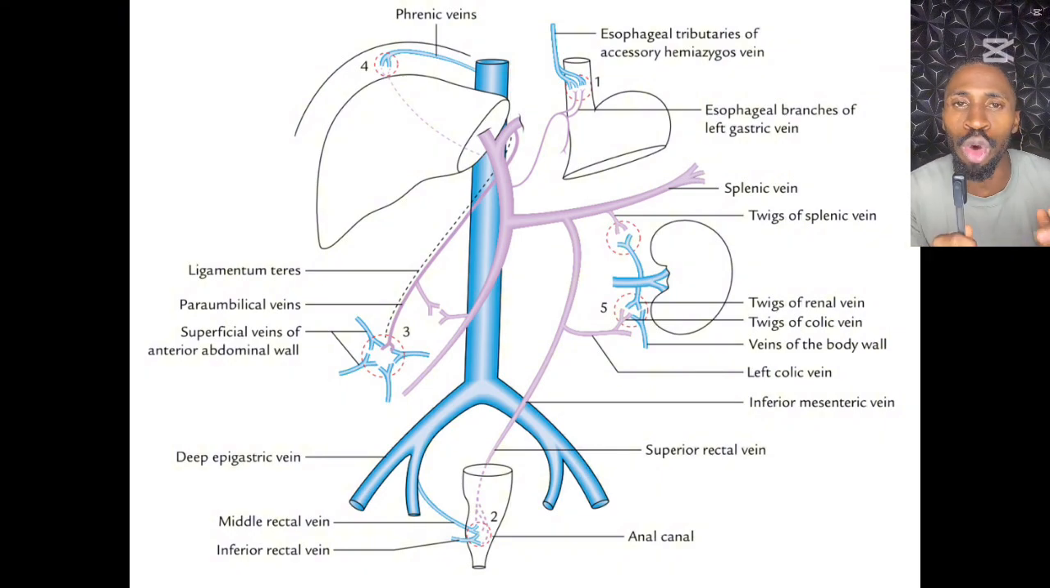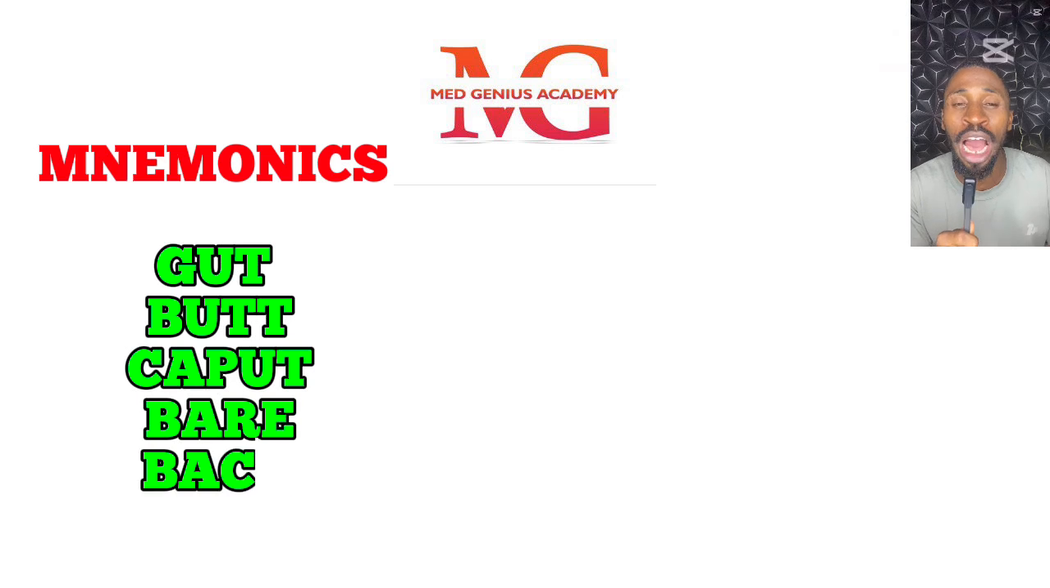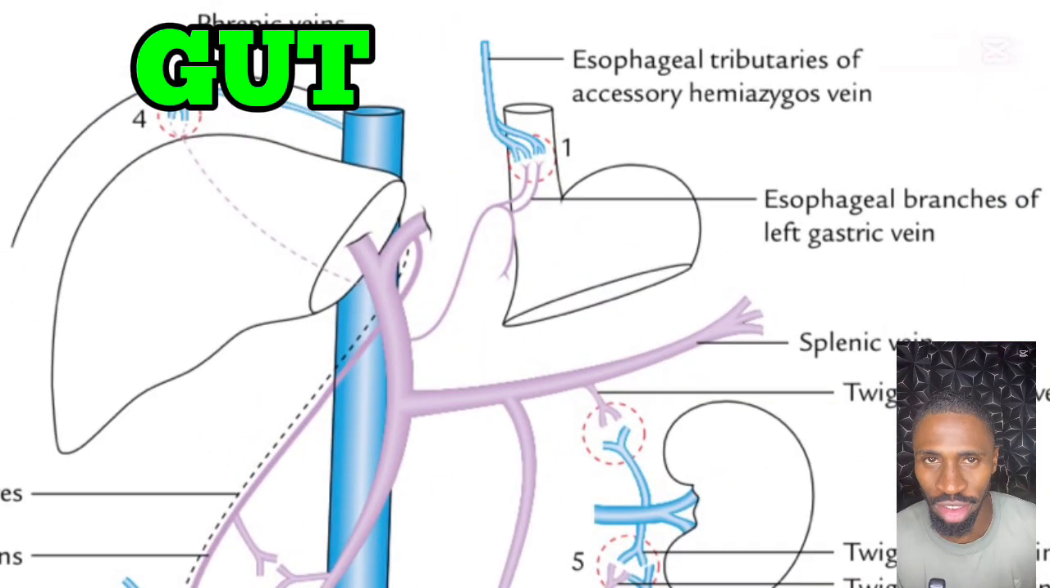So one thing you have to remember is the mnemonic. I'll always give you a mnemonic. Always remember gut, butt, caput, bear, and back. Don't forget.